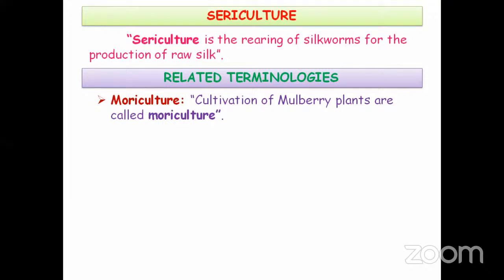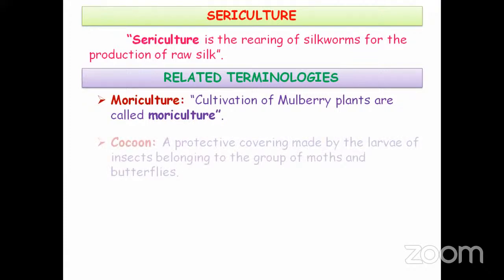For the purpose of sericulture, when we go for the rearing of silkworms, we require leaves for feeding, particularly for mulberry silkworms. For the mulberry silkworm, we require mulberry leaves as food. So for that purpose, we can cultivate mulberry plants in our field, and such cultivation of mulberry plants in our field is called moriculture.